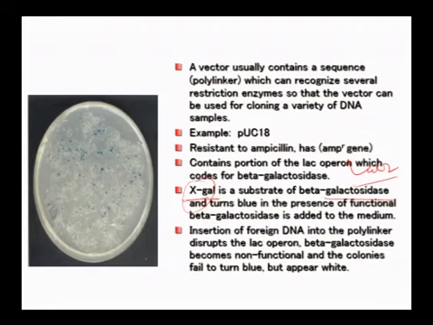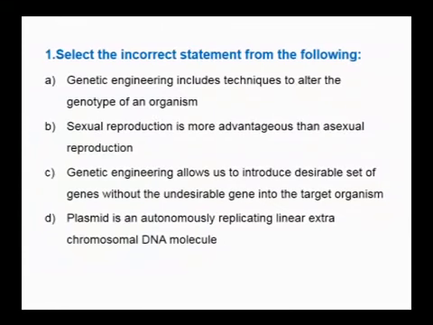So, insertional inactivation has been done, the lacZ enzyme is not produced. Hence, the X-gal is not converted and the colonies remain white. Insertion of foreign DNA into a polylinker disrupts the lac operon. So beta galactosidase becomes non-functional and the colonies fail to turn blue but appear white. By this we can select the recombinants from non-recombinants.